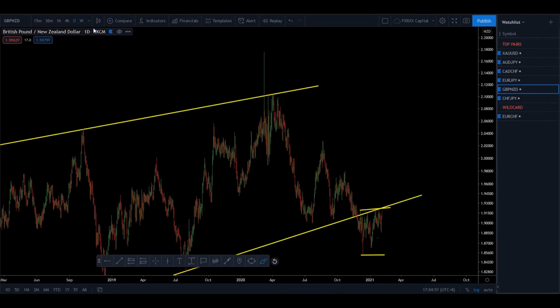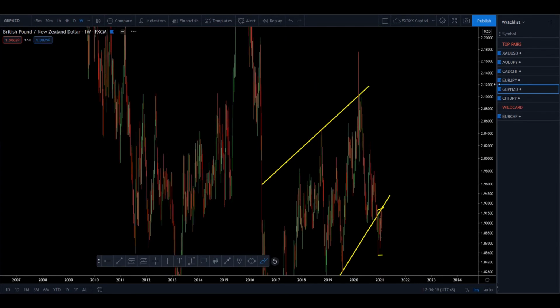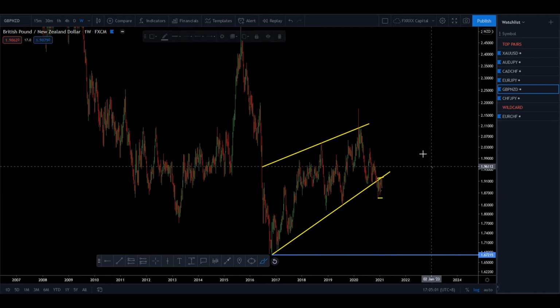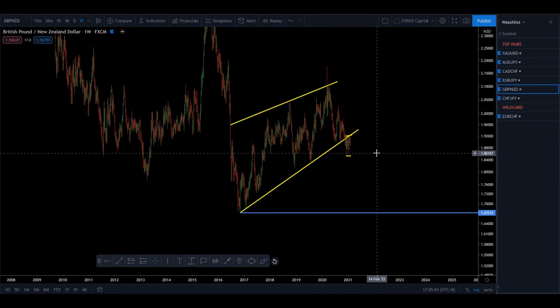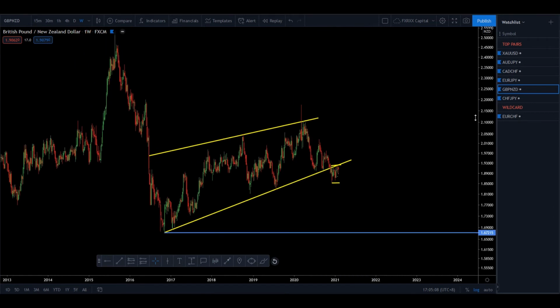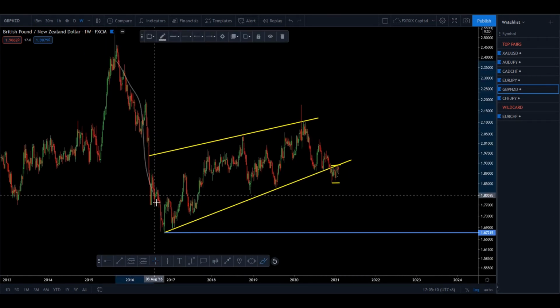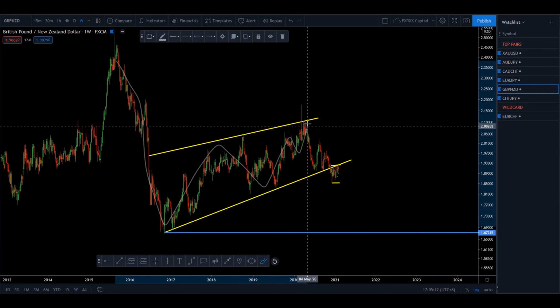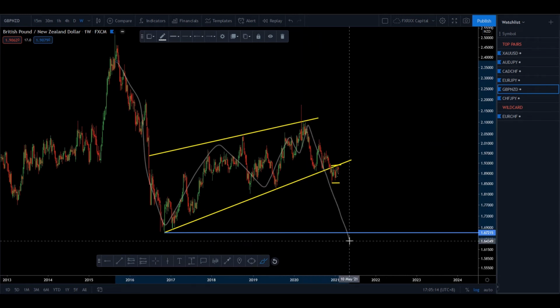Next, we move to GBP/NZD. GBP/NZD, we understand in the high time frame, this is a big impulsive move from this area, creates a correction, and price moves to the downside as a continuation pattern.